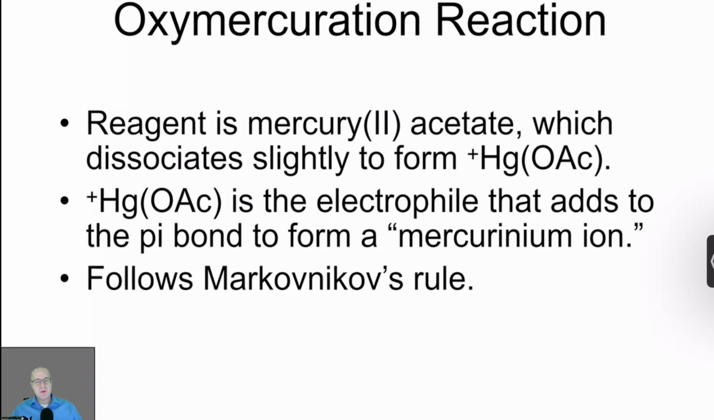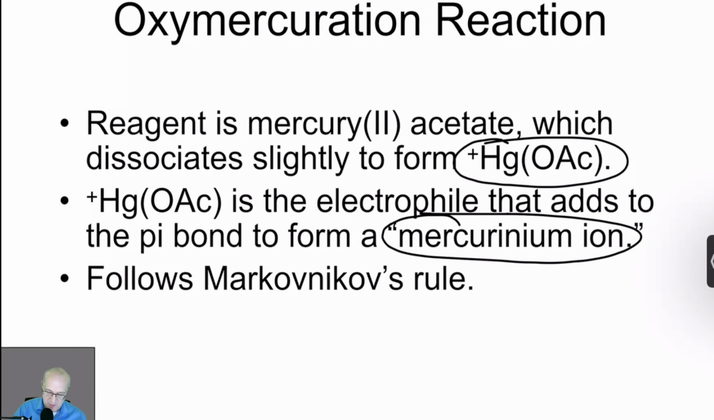So in the oxymercuration reaction, the reagent, mercury(II) acetate, dissociates slightly, a little bit in equilibrium, to form this mercury cation. That mercury cation gets attacked by the alkene, by the pi bond of the alkene, to form what's called the mercuronium ion, and this follows Markovnikov's rule. So when the water attacks the mercuronium ion, it'll attack to give you the Markovnikov product. Let's take a look.